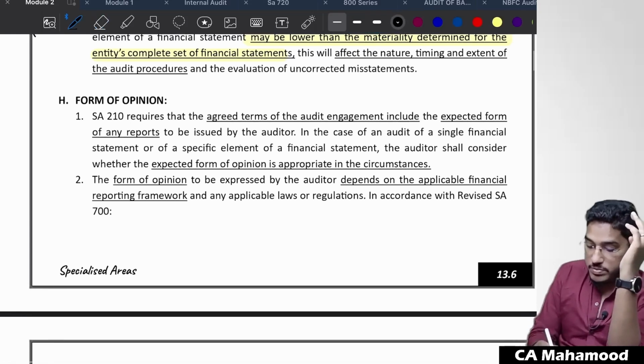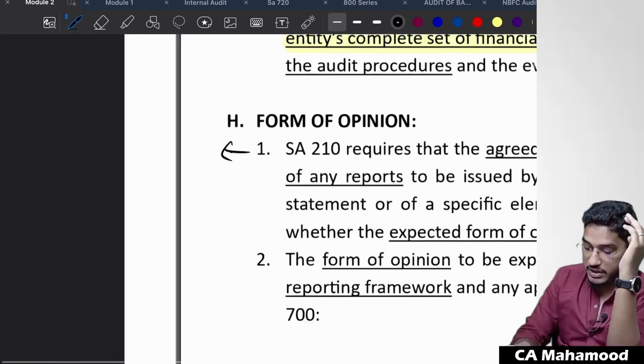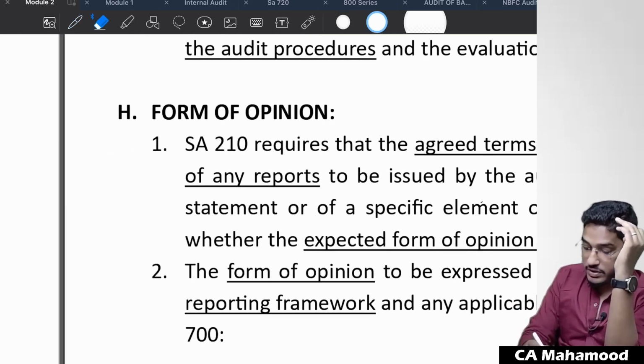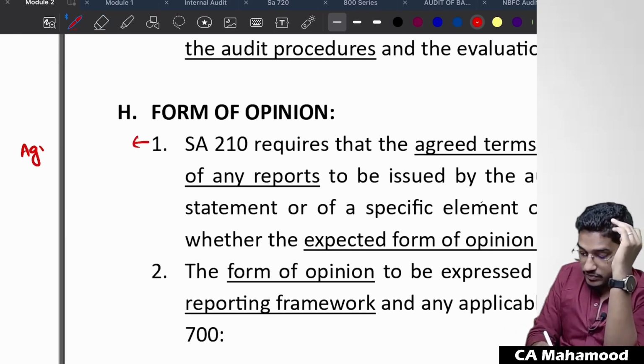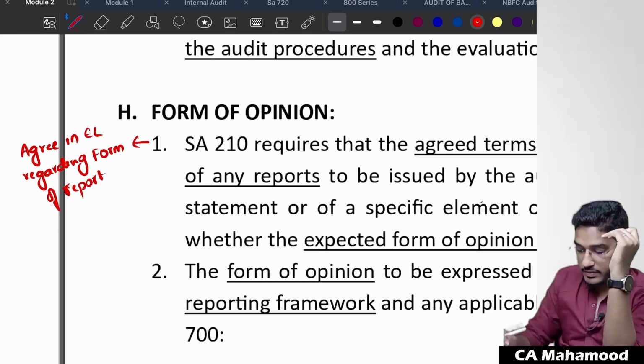First one, what should be the format of the opinion? Format of the audit report, you have to agree in the engagement letter only. So I'm writing the summary to help you understand it. First point, summary you can write: agree in the engagement letter regarding the form of report. In the engagement letter only, you have to decide.